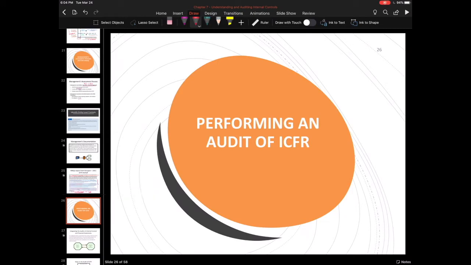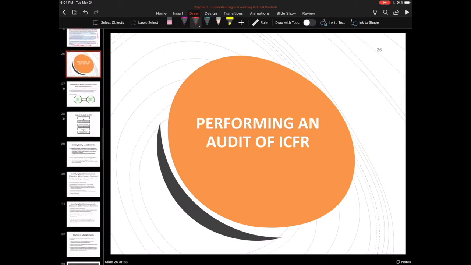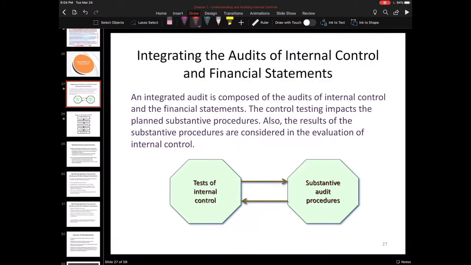So now let's talk about the auditor's process. All right, first we have this slide that explains an integrated audit, right? Integrated audit means I'm doing an audit both of internal controls over financial reporting and of the financial statements. And we talked about this idea that each of the audits can inform one another, right?